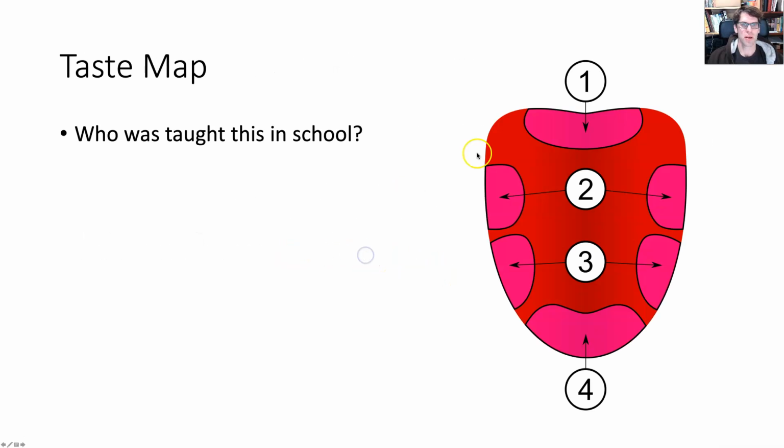Right, so how many people have seen this sort of taste map before? This one is not labeled, but typically we talk about sweet being at the tip of the tongue, bitter at the back, and I think sour and salty mixed in there at 2 and 3.